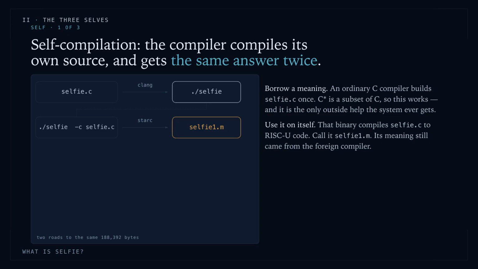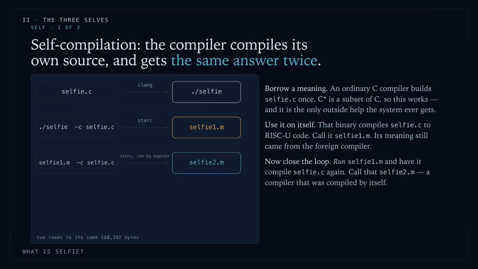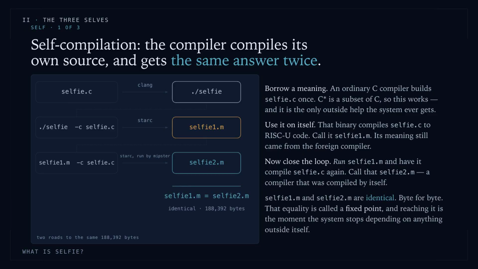Its meaning still came from the foreign compiler. So close the loop, run selfie1.m and have it compile selfie.c again. Call that selfie2.m, a compiler compiled by itself. The two are identical, byte for byte. That equality is a fixed point, and it is where the system stops depending on anything outside itself.